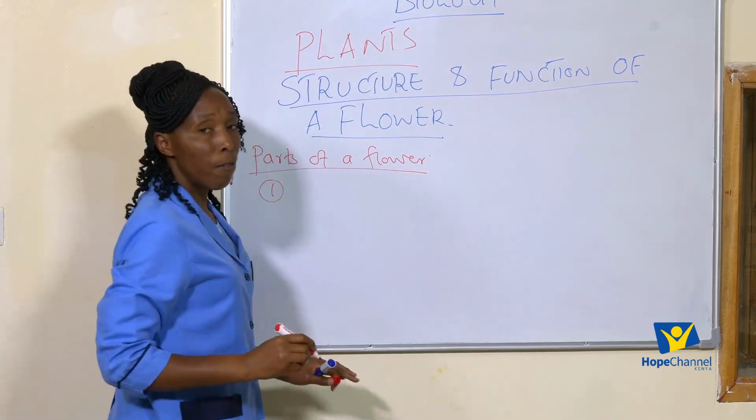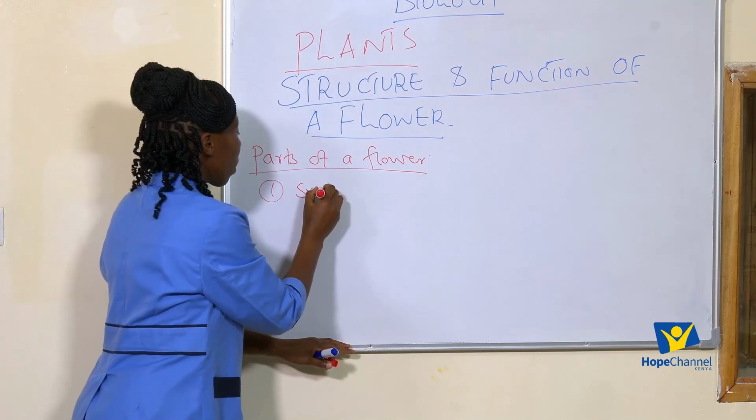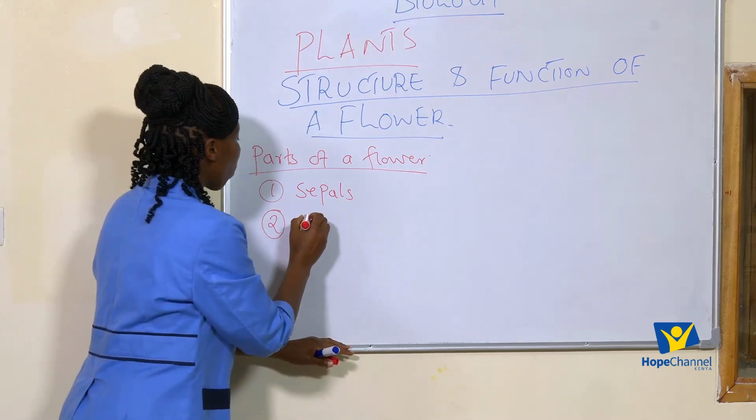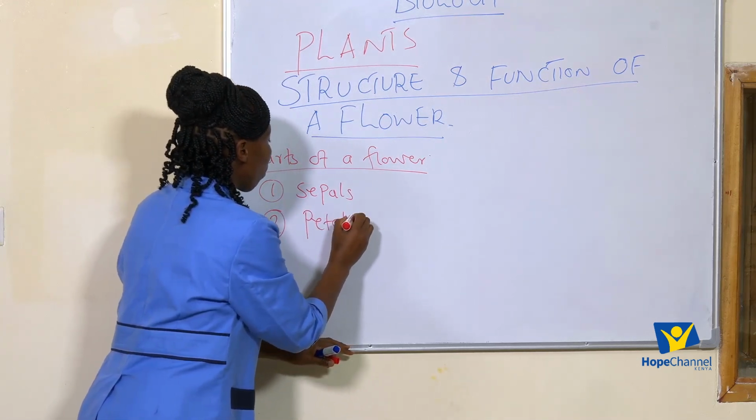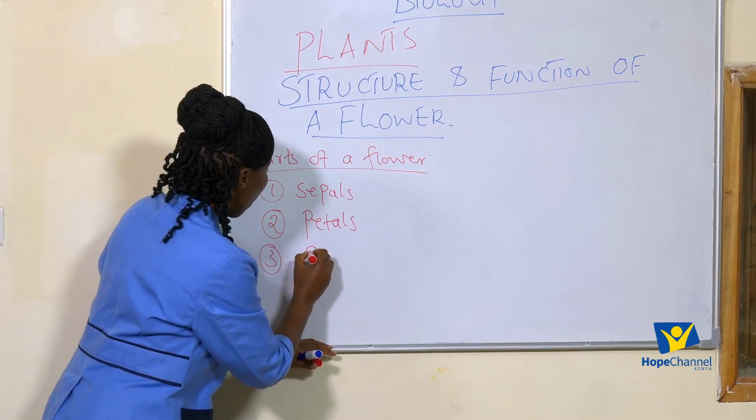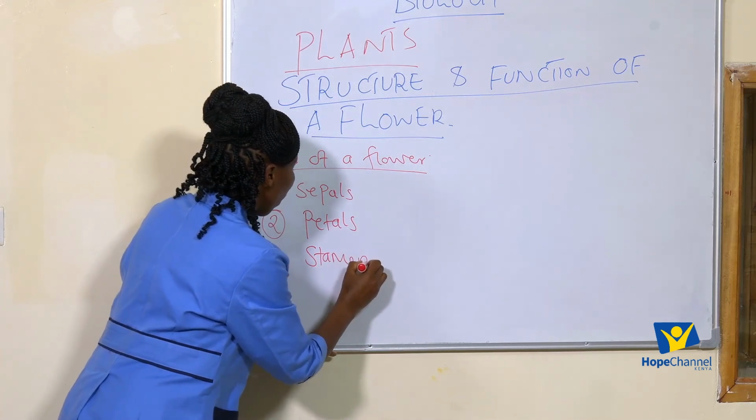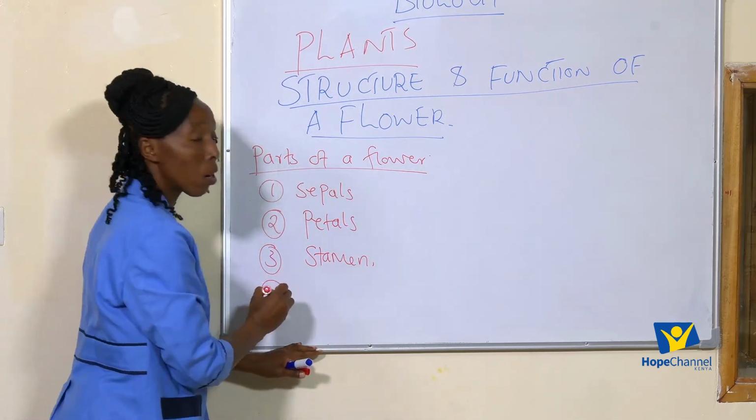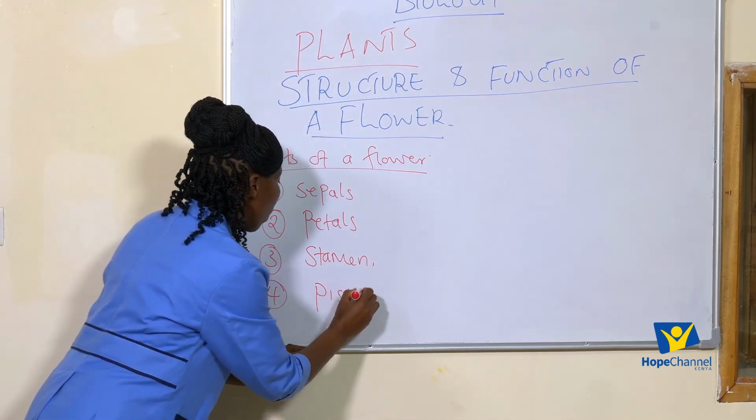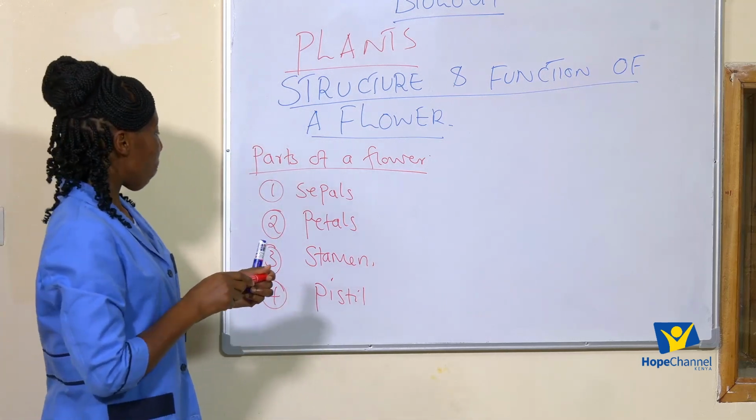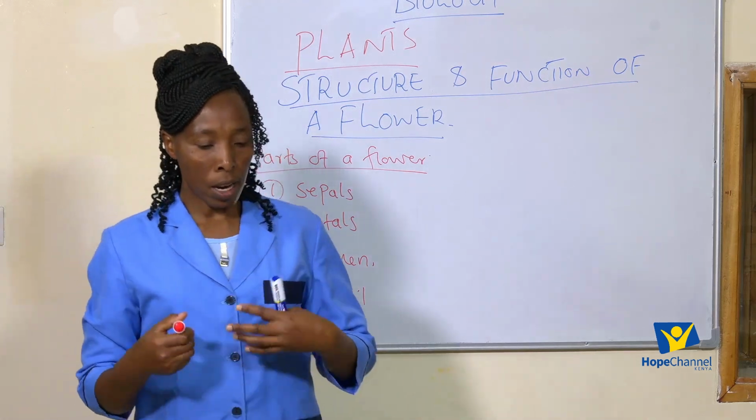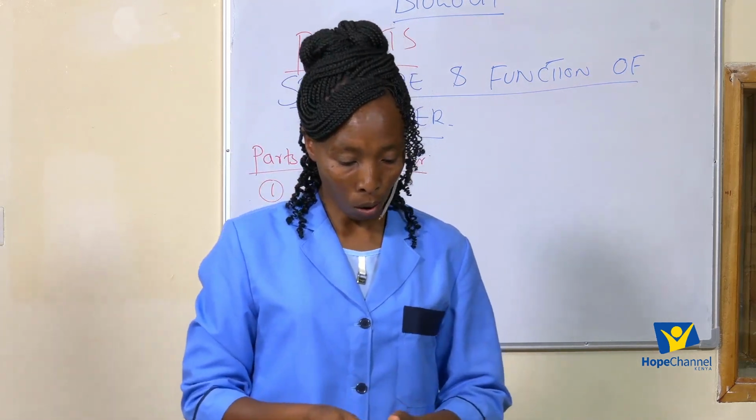Number one, a flower has what we call sepals. Number two, a flower has what we call the petals. Number three, a flower has what we call the stamen. We are going to explore and learn more about what we refer to as the stamen. And then we have the pistil. Those are the parts of the flower, and we are going to see each part and give the function of each part.